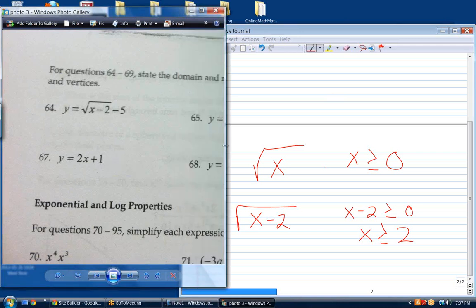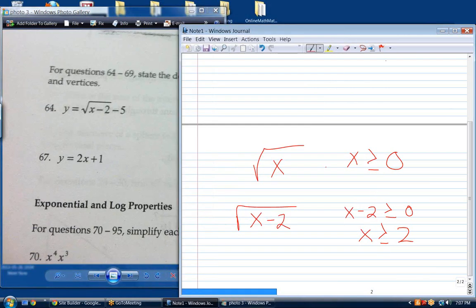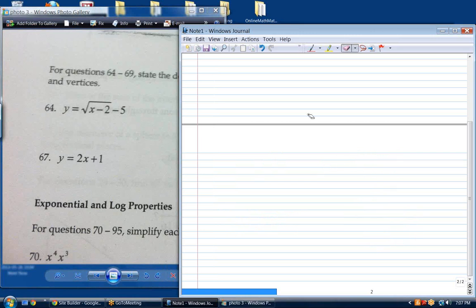Okay? The range is a little trickier. The range, you kind of have to think about it in 2 steps. The range is what y can be. And y has 2 parts. It has the part inside the radical, and it has the -5. What's the maximum that this can be? Trick question. Infinity.